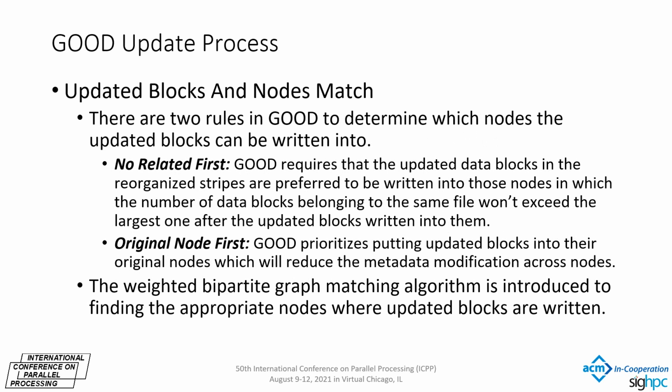The first is no related first. It means the updated data blocks in the reorganized stripes are preferred to be written into those nodes in which the number of data blocks belonging to the same file won't exceed the largest one after the updated blocks are written into them. The second is original node first. It means GOOD prioritizes putting updated blocks into their original nodes, which will reduce the metadata modification across nodes.